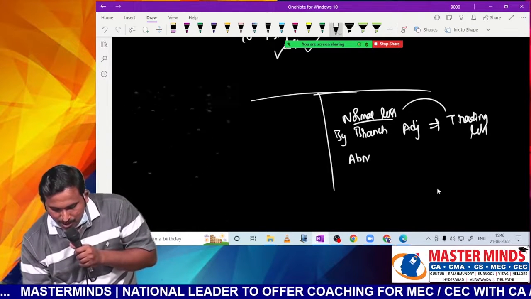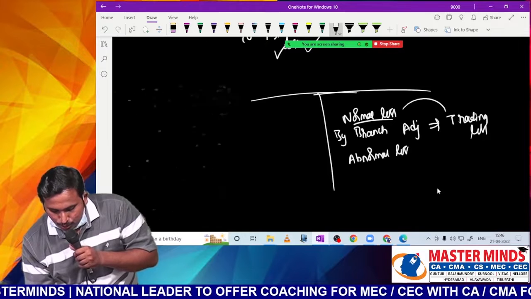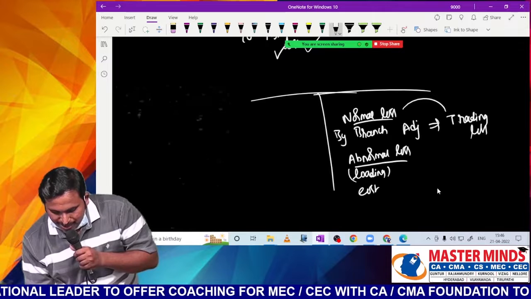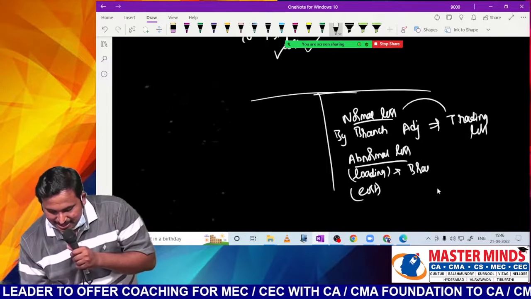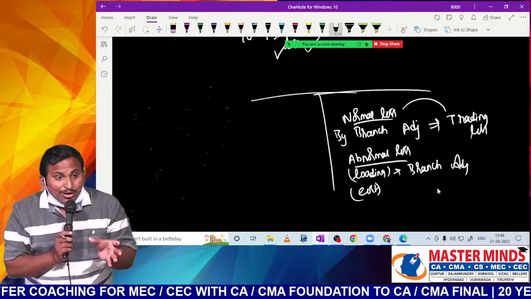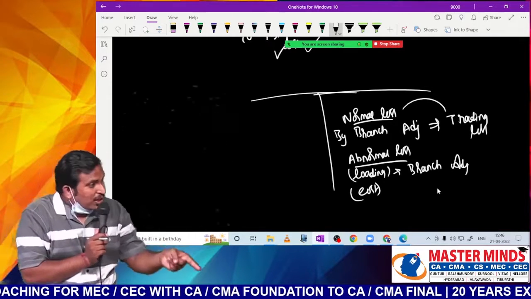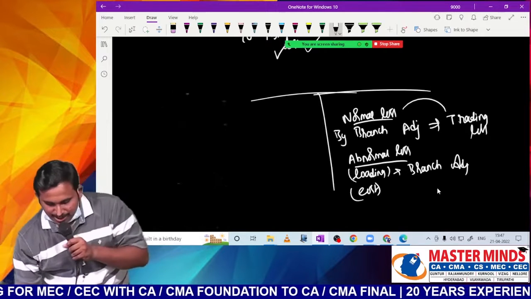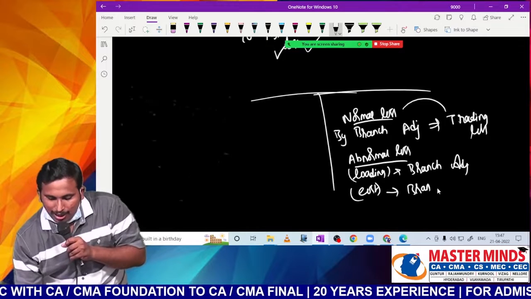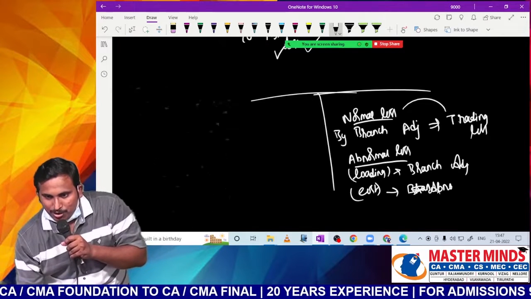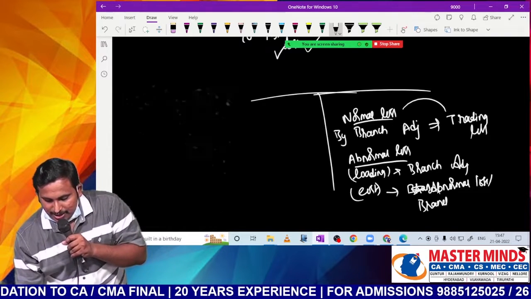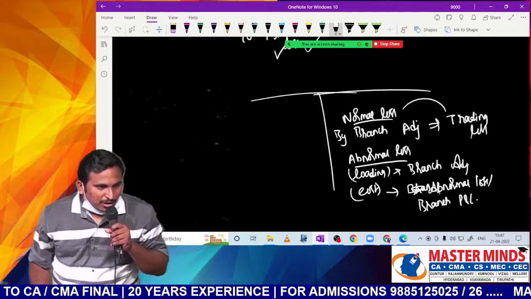Secondly, if it is abnormal loss, what will we do, sir? Two portions will be there, loading portion and cost portion. For the loading portion, we will write branch adjustment, because unless we remove profit relating to the units destroyed, we cannot get the profit relating to the units sold. That's why we transfer to branch adjustment. And the cost portion, because we have to book it in P&L, we will write branch P&L or abnormal loss. First you can write abnormal loss, later on you can transfer to branch P&L. So this is the discussion relating to normal loss and abnormal loss.